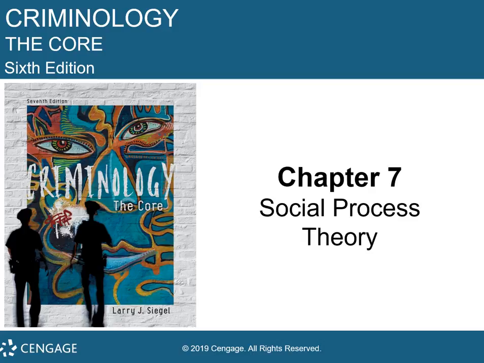Tonight's lecture is going to cover Chapter 7. If you recall back in Chapter 6, we looked at social structure theory, which encompassed things like social disorganization, strain theory, and cultural deviance. Tonight, we're going to look at social process, which consists of a couple of different parts: social learning theories, social control theory, and social reaction or labeling theory. So with that being said, let's jump right into our lecture.